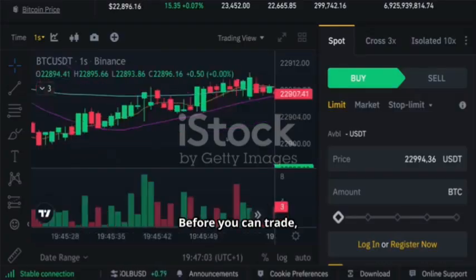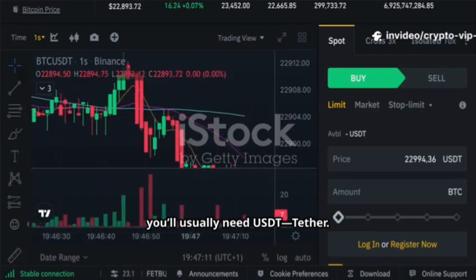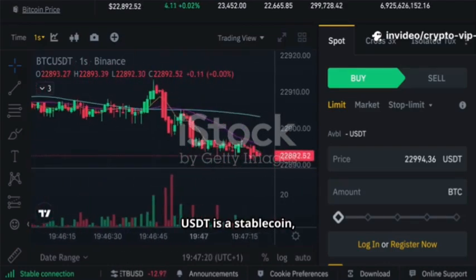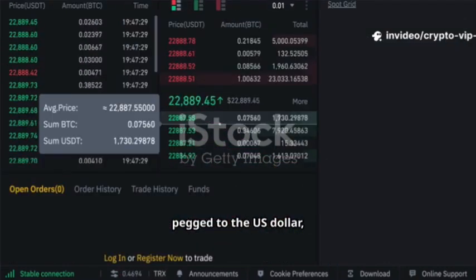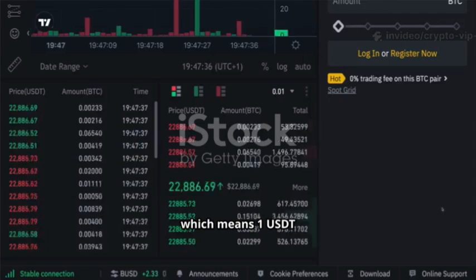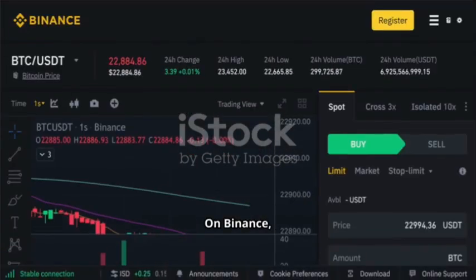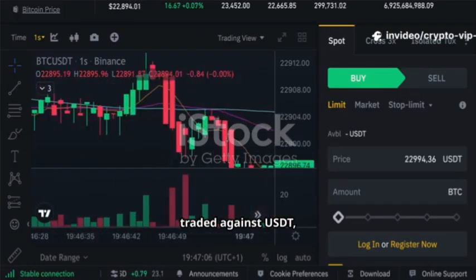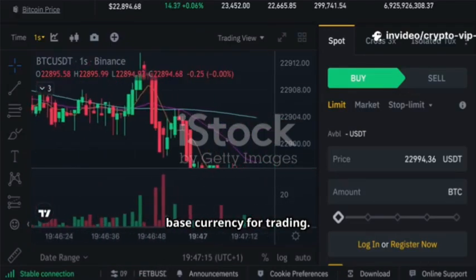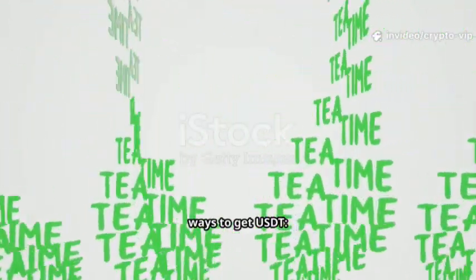Before you can trade, you'll usually need USDT, Tether. USDT is a stablecoin pegged to the US dollar, which means 1 USDT is always about 1 USD. On Binance, most cryptocurrencies are traded against USDT, so it's like your base currency for trading. Here are 3 main ways to get USDT.